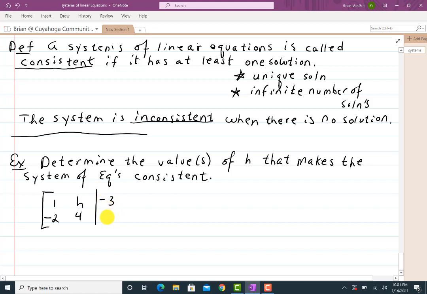As with anything else, if you want to figure out what's going to happen, just start doing elementary row operations. So, like before, I'm going to use this one to wipe out the number underneath it, and we'll just see what happens. So all I have to do for that is multiply the first row by 2 and add it to the second row.